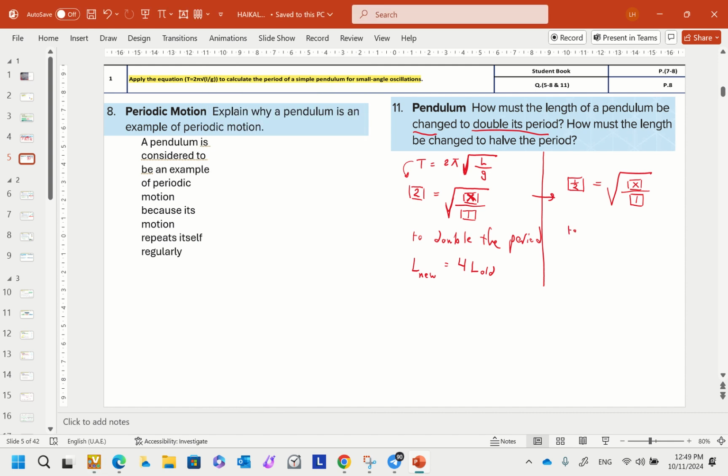So to half the period, the new length must be only 1/4, the 0.25 of the old length. In order to half the period, I must divide the length of the pendulum by 4. For example, if it was 16, now I need to reduce it by 16 over 4, so only 4. Alright.